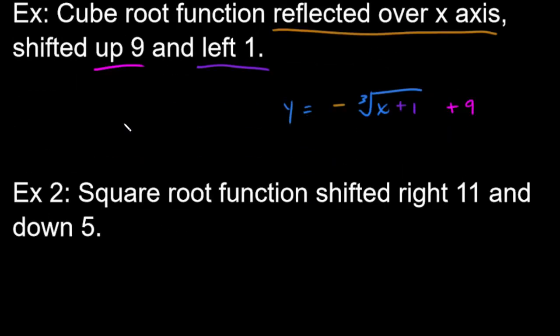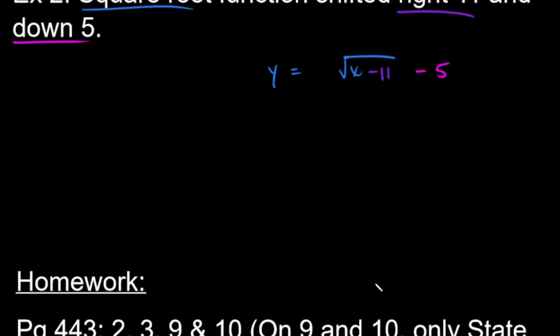Easy peasy. A square root function shifted right 11 and down 5. You try that. Pause the video, try that. If you're still confused, rewind the video and watch how I did the previous one. Okay, so first off, it's a square root function. So it's going to have the square root of x in it. Then it's going to be shifted right 11. So there's going to be a minus 11 under the radical. And then there's going to be a down 5. And that is going to make us have a minus 5 on the outside. Boom, done.